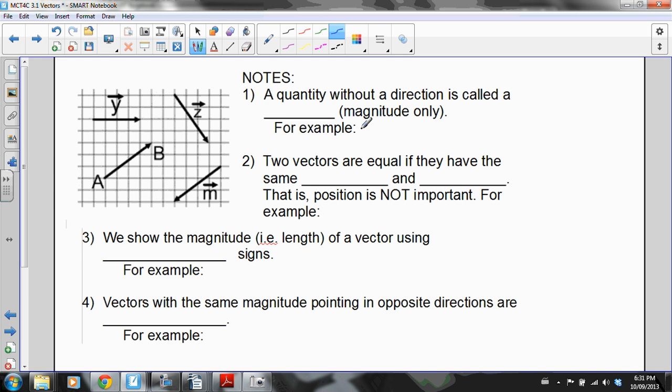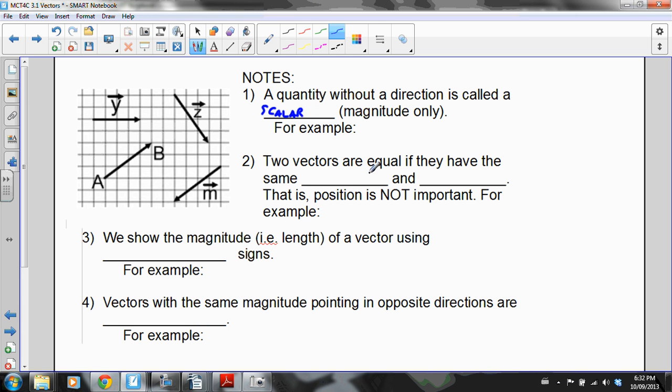More notes. And we see a whole bunch of vectors, and you see we label vectors with a little line above them to show that it's a vector. A quantity without a direction is called a scalar. These are the quantities that we're used to, by the way. Like, it's in 5 minutes, it's the end of class. Well, 5 minutes doesn't have a direction, right?